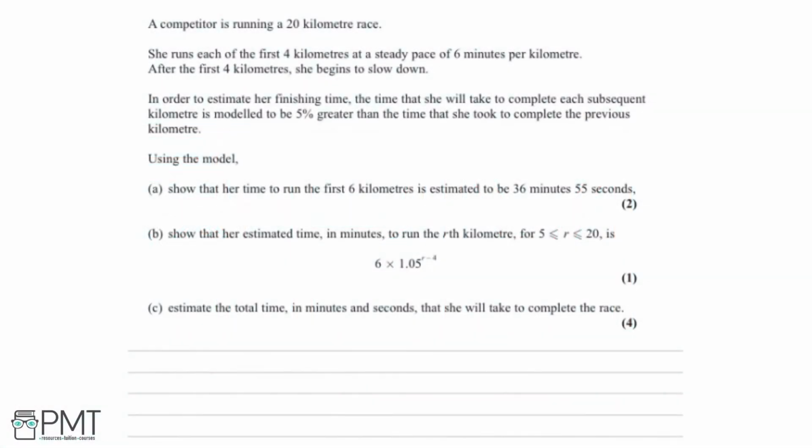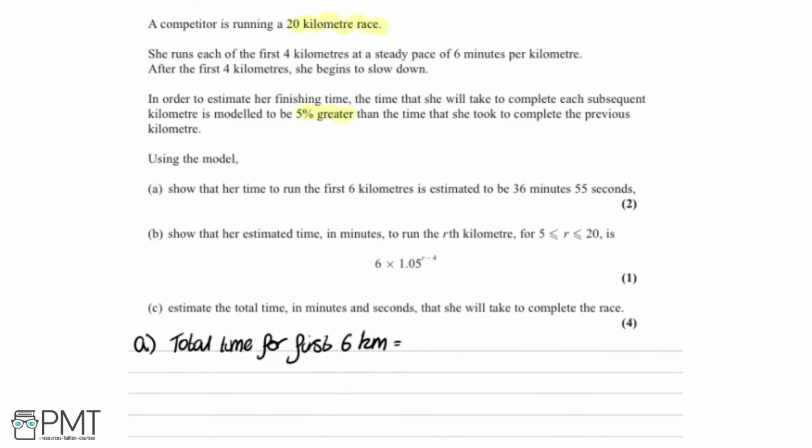So a competitor is running a 20-kilometer race. She runs each of the first 4 kilometers at a steady pace of 6 minutes per kilometer, and after the first 4 kilometers she begins to slow down. In order to estimate her finishing time, the time that she will take to complete each subsequent kilometer is modelled to be 5% greater than the time she took to complete the previous kilometer. So using this model, part A says we need to show that her time to run the first 6 kilometers is estimated to be 36 minutes and 55 seconds, and this is for 2 marks.